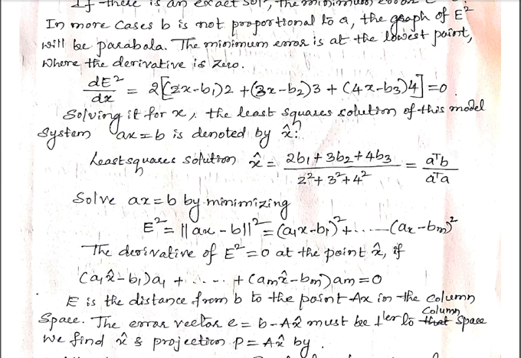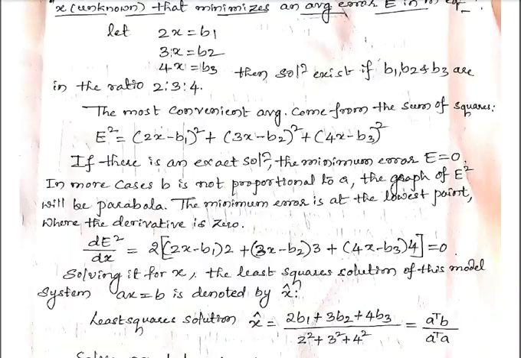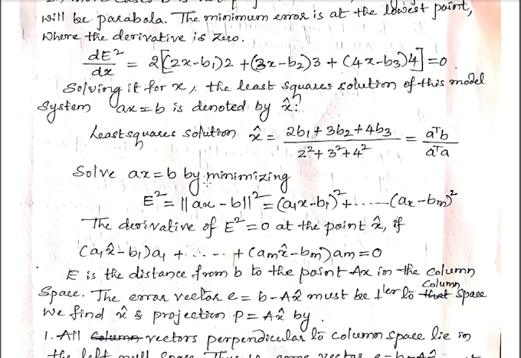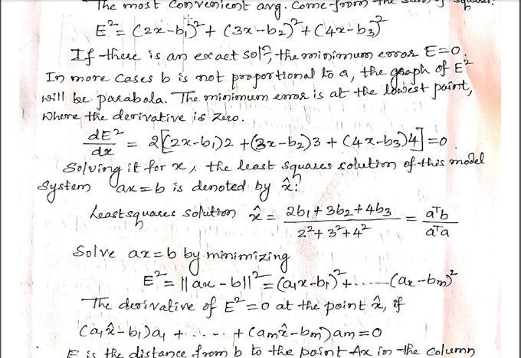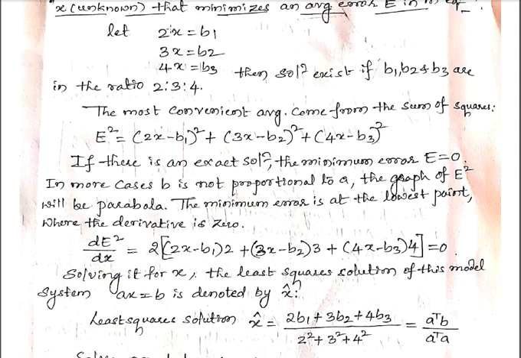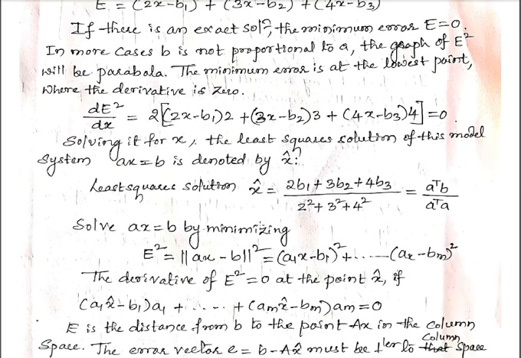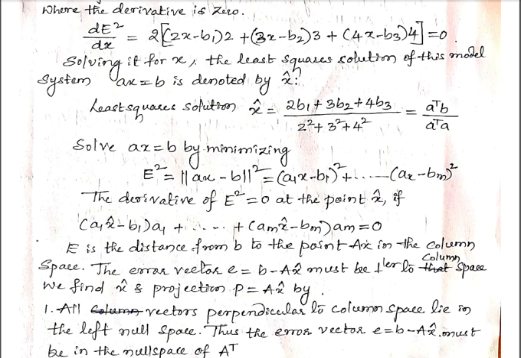Here we are writing it for this particular problem, and generally E square is written as (Ax minus b) squared, and we have written it as 2x minus b1. So 2 is our a1 and this is our first value b1, a1x. Generally it will be in this form, and the derivative of this has to be 0 at the minimum error point.